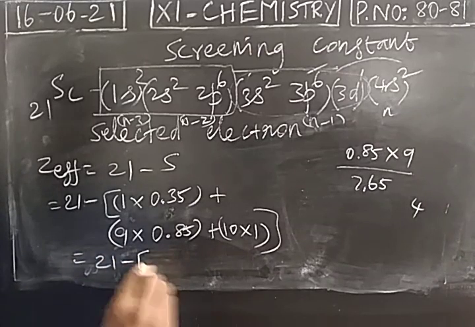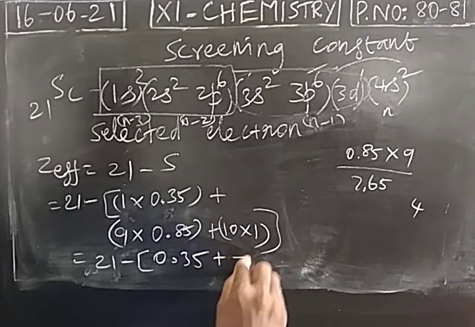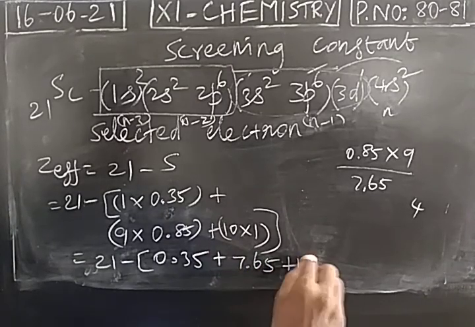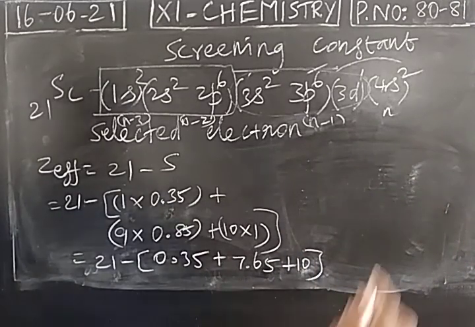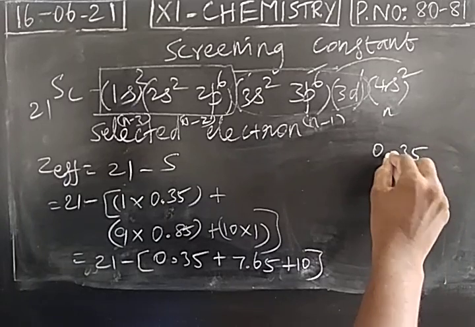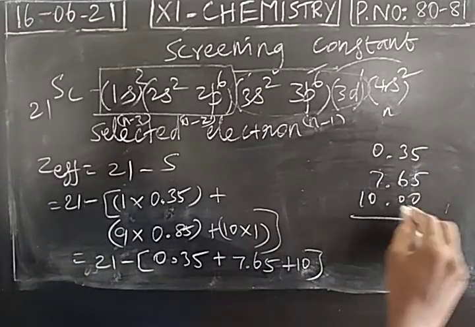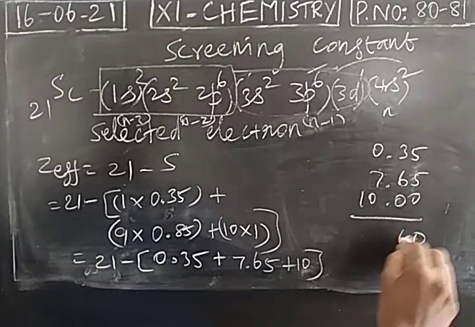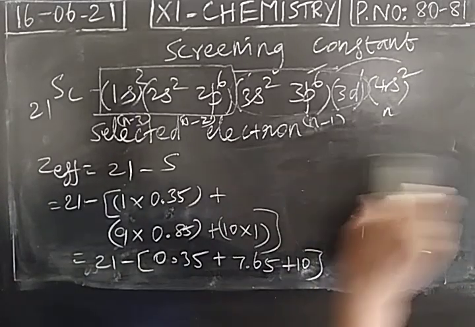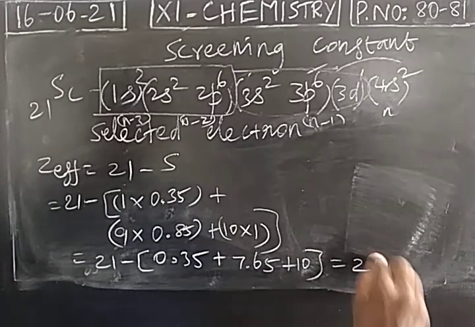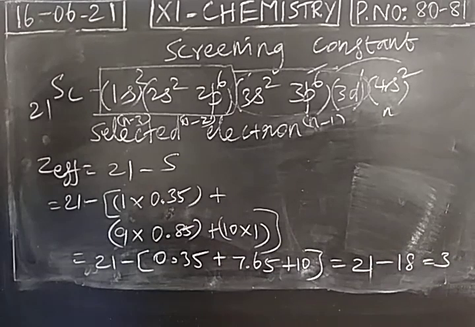So 21 minus 0.35 plus 7.65 plus 10. So atomic number 21, screening constant 18, so effective nuclear charge 3.